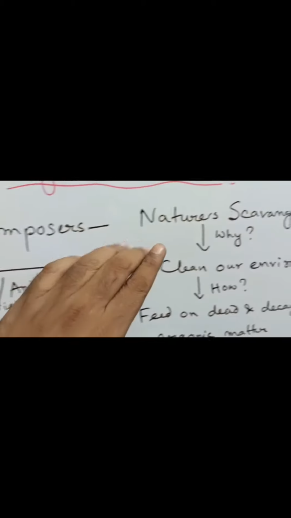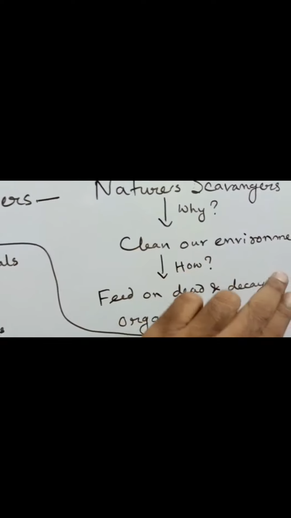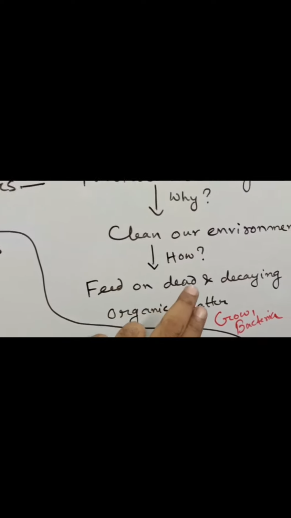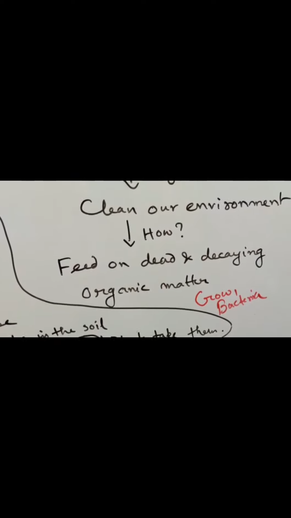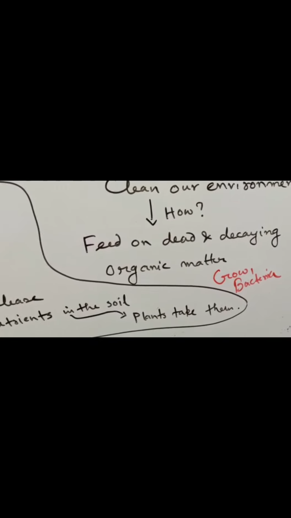So decomposers are the nature scavengers. They help in cleaning our environment. They feed on the dead and decaying organic matter. Some examples are crow, bacteria, and other microbes as well.